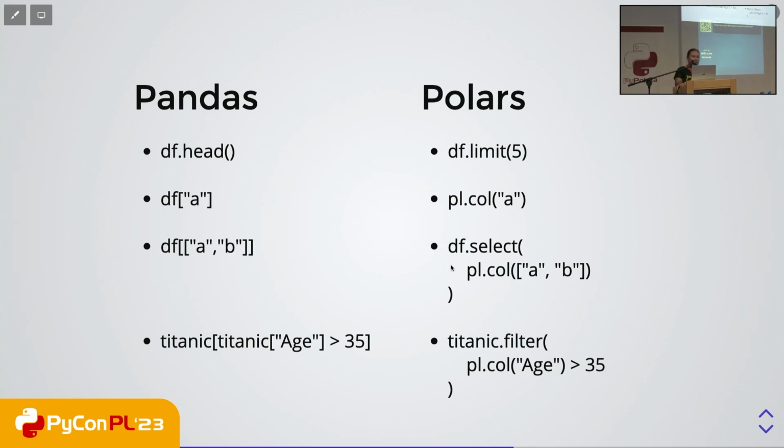So in Pandas, we have square bracket for everything, right? But in Polars, there are two. For columns, you do select. For rows, you do filter.